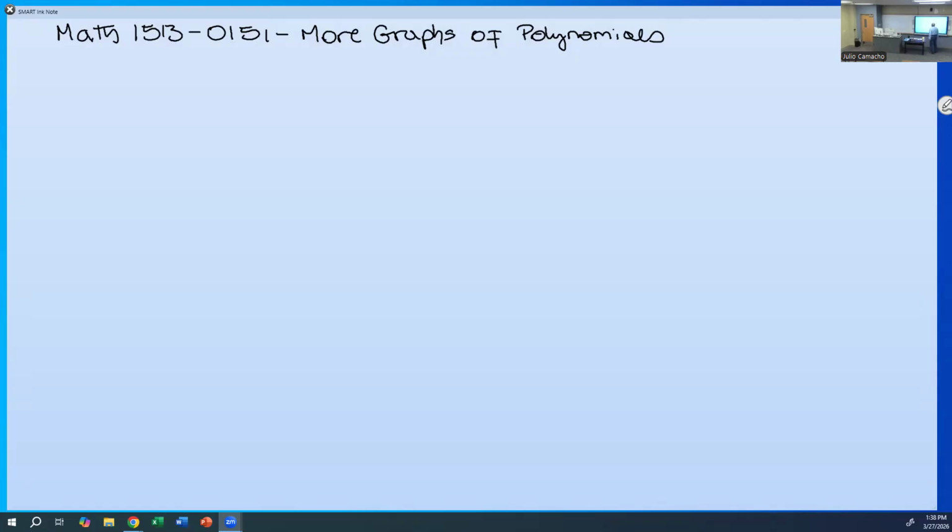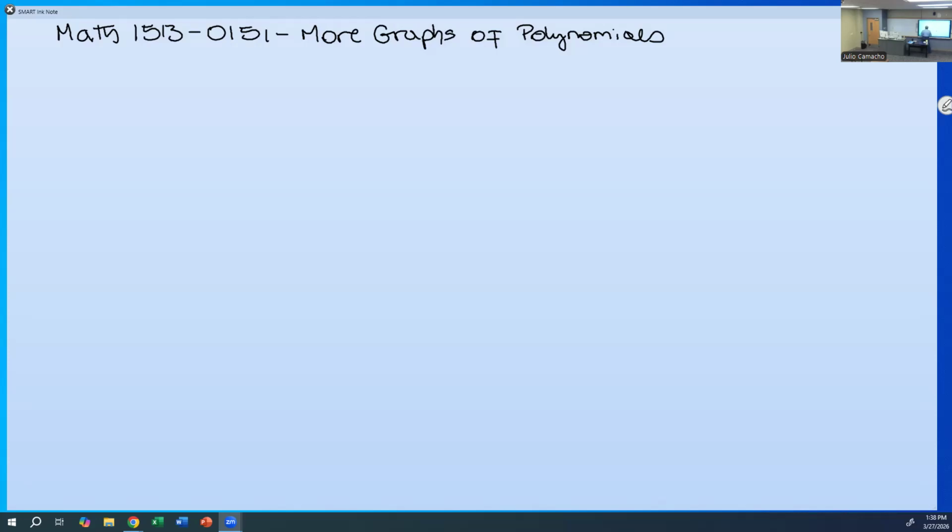More graphs of polynomials. We start this third unit with quadratic functions. Then we went to polynomial functions. And today we are doing more graphs of polynomials. That is a very important assignment because we are putting together the first three assignments in this one.